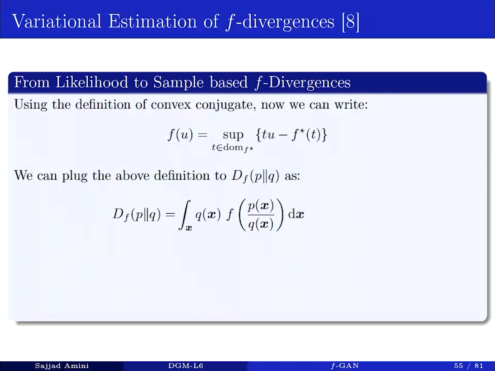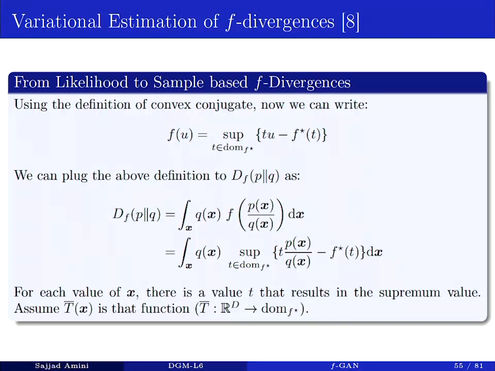Now I have the formulation of f-divergence, and I can replace this f using the definition above. Instead of f, I exactly replace this definition here. But because the argument I am looking for is p of x over q of x, I replace u with p of x over q of x. Clear?